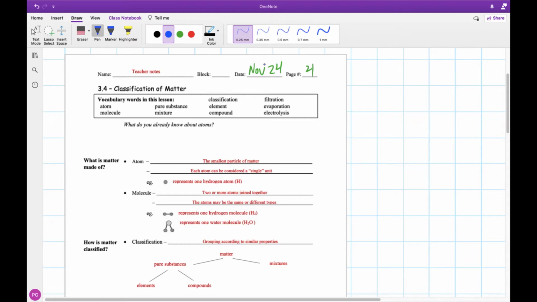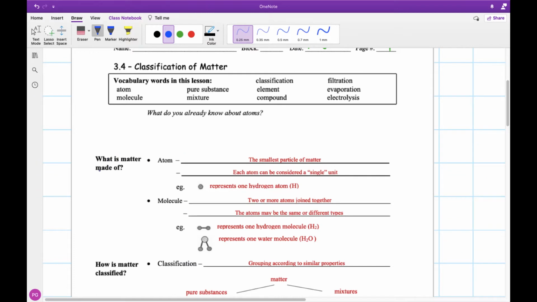Before we get started though, make sure you put the date, November 24th, and this is page number 4 of our notes for this unit so far. You could include some information that you maybe already know about atoms. We're going to be talking a lot about atoms in this lesson. Maybe you want to include things about what makes up an atom. Are there different types of atoms? What makes them different?